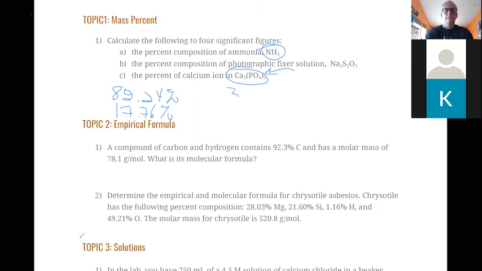$38.76. 38.76% calcium. Okay. What about phosphorus? Oh, I thought we were just supposed to do calcium. Oh, duh. You're absolutely right. It does say just percent of calcium ion in that. Okay, fair enough. Ask you to do more than you're supposed to.